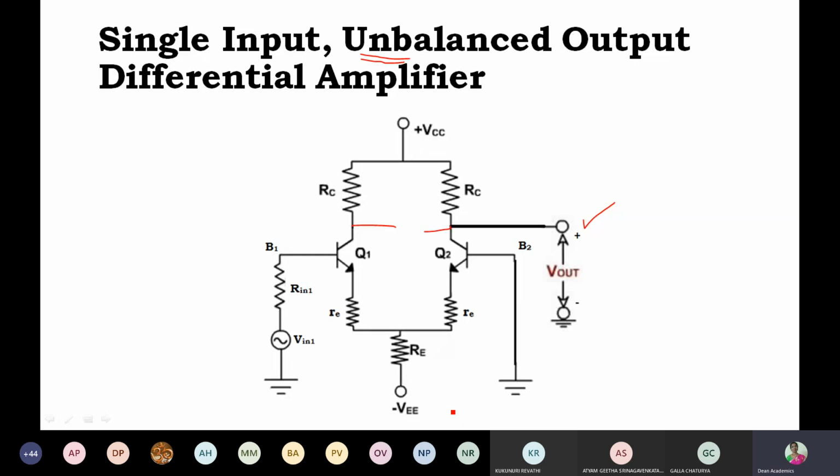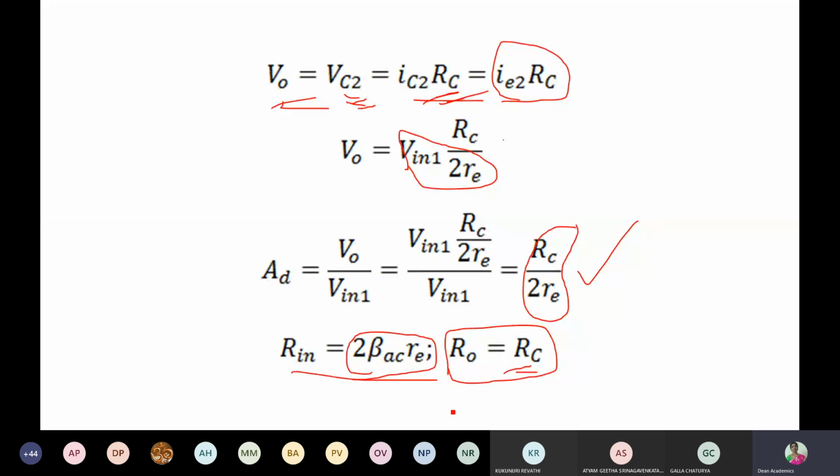Right. Okay. Then single input unbalanced output differential amplifier. So we know we are taking output only at one point. Remaining analysis is same as the previous case. Only thing is V0 is taken at one collector only. V0 is equal to VC2. VC2 is equal to IC2 RC. So only that we have written newly. Remaining thing is same.